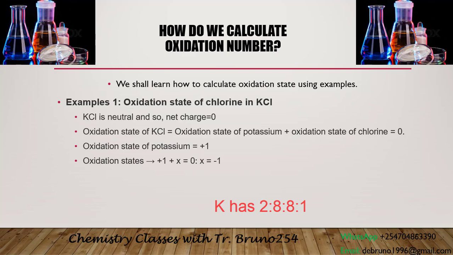Therefore, we know that the oxidation state of potassium is +1 since it has an extra electron in its outer electron band. In that case, an element with an extra electron in its outer band is regarded to have a +1 oxidation state. Therefore, if we take +1 plus x, assuming x is chlorine, equated to 0, we have x equal to -1. Therefore, we have the oxidation state of chlorine as -1.